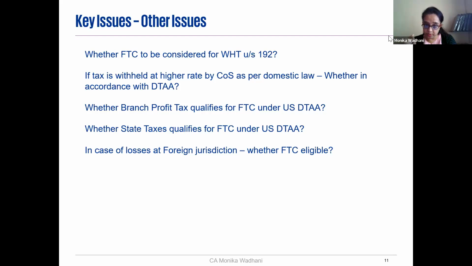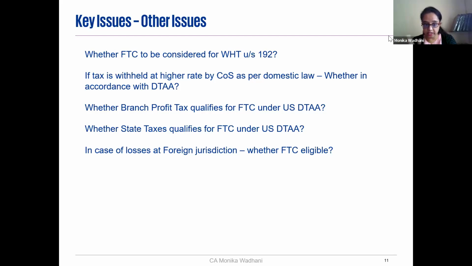So whether this is the right position, whether you can say that you can go to section 91 only when you don't have any treaty and when you are not eligible for section 90 at all. We don't have any Supreme Court ruling on this particular issue. But as of now, we have the Tata Sons ruling, which is supporting this contention that for state taxes in case of the US treaty, even though you have a treaty with the US, you can still go to section 91 and claim state taxes under section 91.